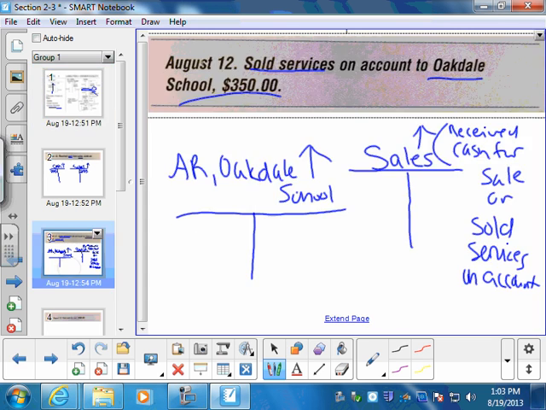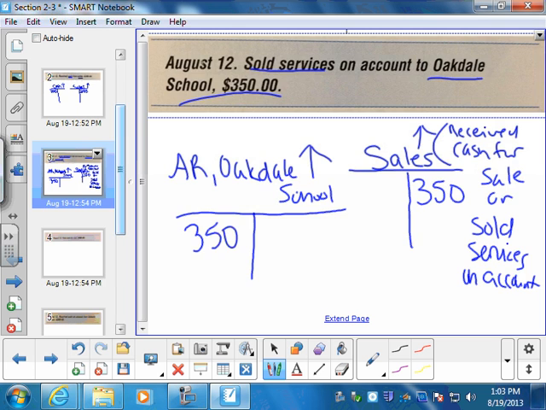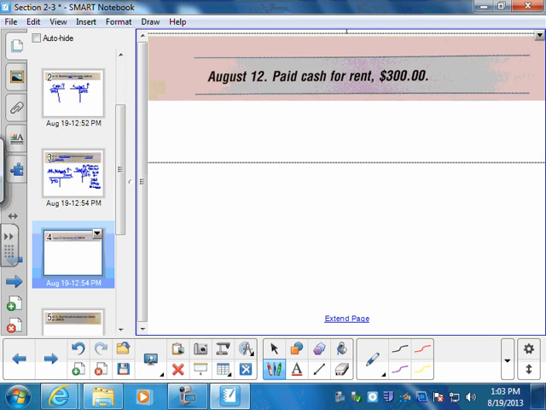So we're going to go back, and we're going to increase our account receivable with a debit of $350. And we're going to increase our sales with a credit of $350. Debits and credits equal. Now we're going to go to our next transaction, paid cash for rent.